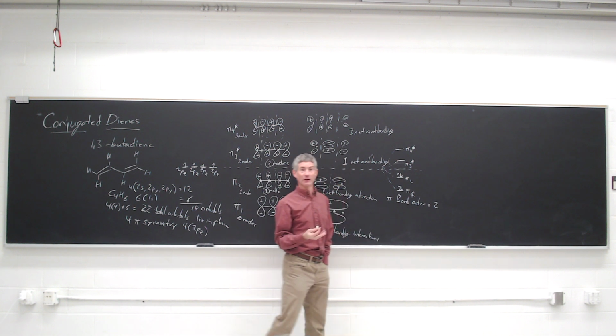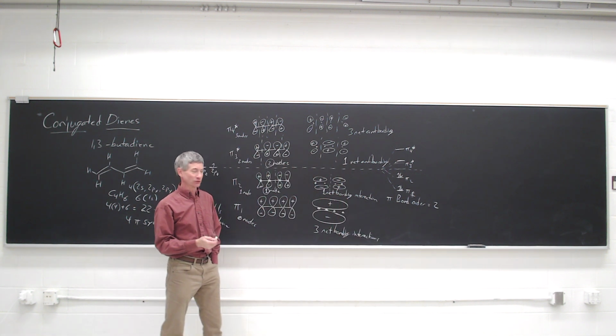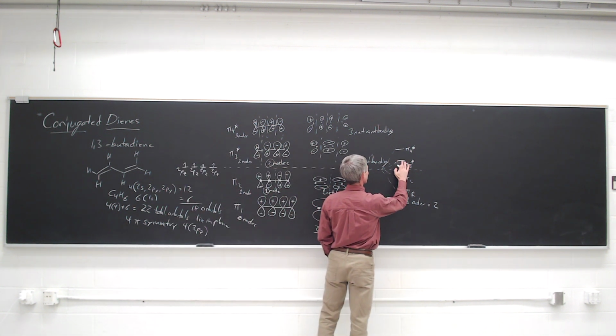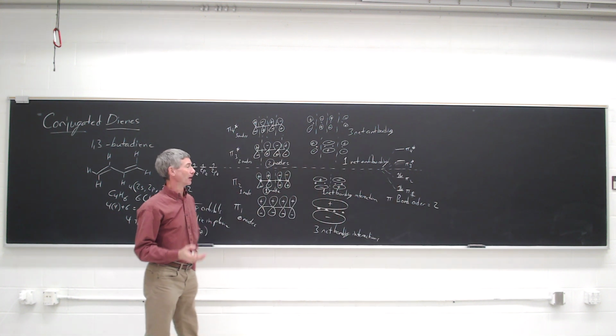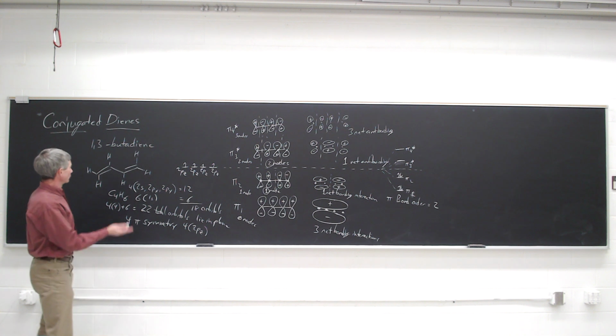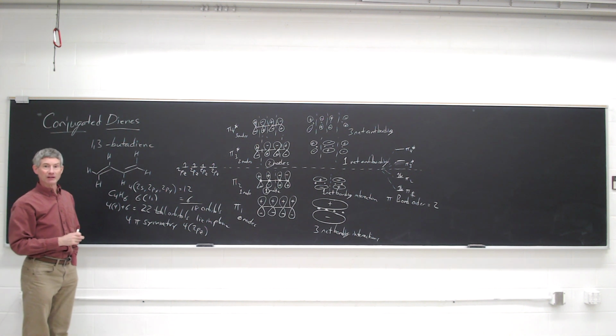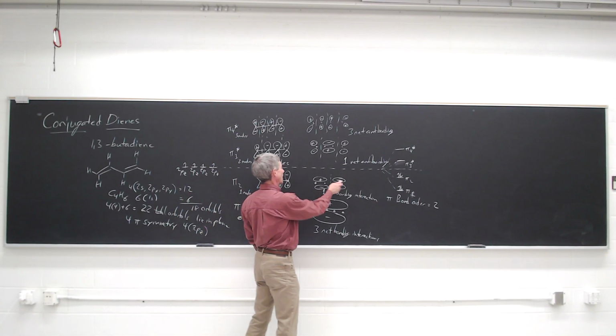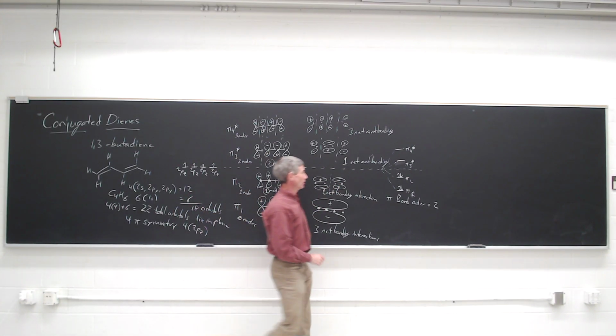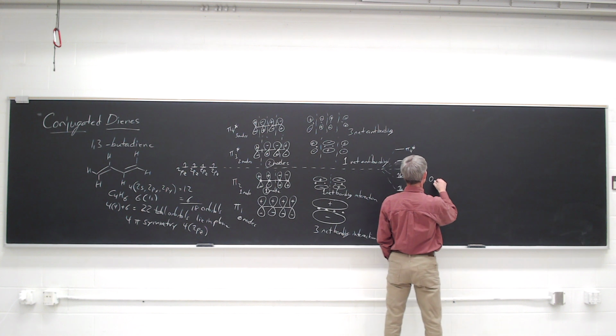Because we have 4 bonding electrons and 0 antibonding electrons, and the bond order is always equal to the number of bonding electrons minus the number of antibonding electrons, divided by 2. Right? A bond order of 2, 2 pi bonds, that's what we see in the structure. You'll notice that the structure as written looks a lot like pi 2, which is the HOMO, the highest occupied molecular orbital.